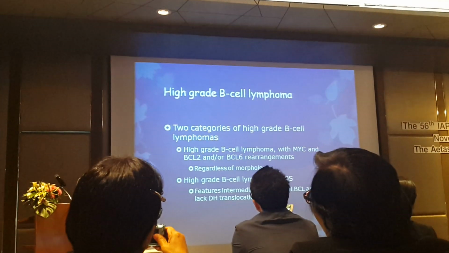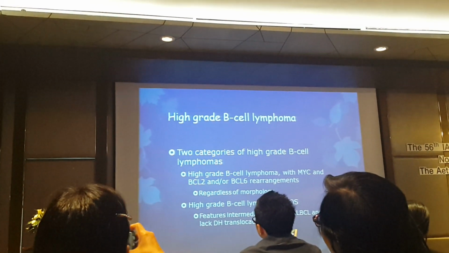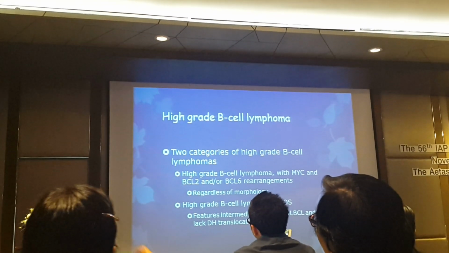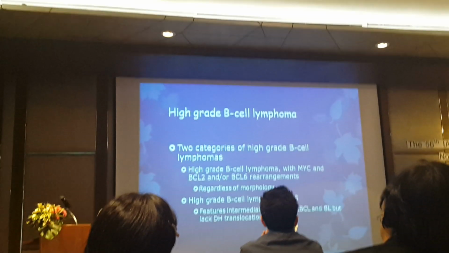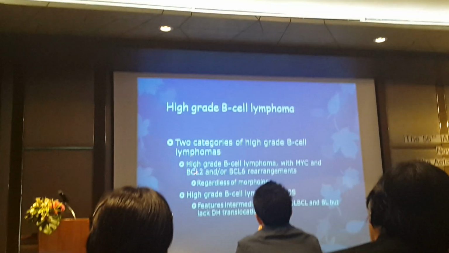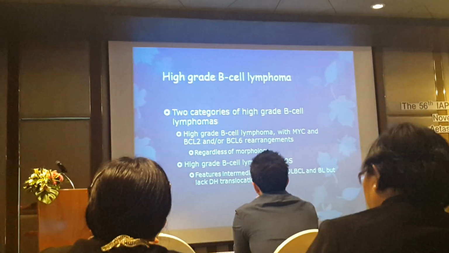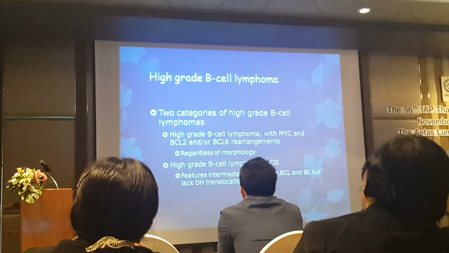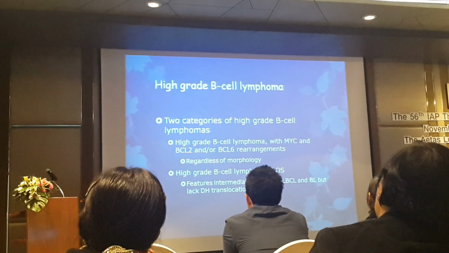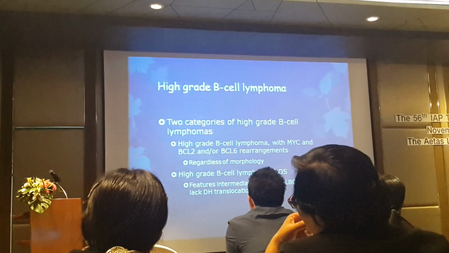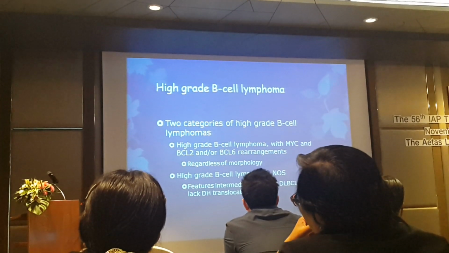Now, as we move towards the end, I want to talk about high-grade B-cell lymphoma. There are two categories of high-grade B-cell lymphoma in the updated WHO classification. The first is what we call the double and triple hit lymphomas, which are now called high-grade B-cell lymphoma with c-MYC and BCL2 and/or BCL6 rearrangements. Now, in the past, many of these were called the gray zone lymphoma with features intermediate between DLBCL and Burkitt lymphoma. And in the past, if you get a case that looks like DLBCL by morphology, very pleomorphic and so on.